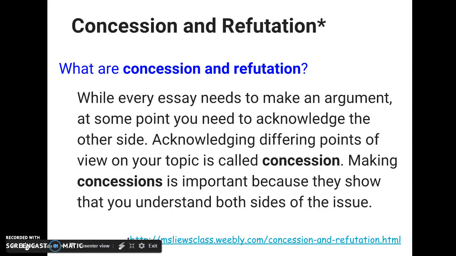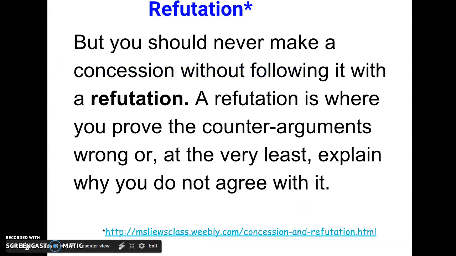Acknowledging differing points of view on your topic is called concession. Making concessions is important because they show that you understand both sides of the issue. Refutation is a little different. You should never make a concession without following it with your refutation. A refutation is where you prove the counter arguments wrong, or at the very least, explain why you do not agree with it. So you have 2 choices. You can prove why it's wrong, or you need to prove why you do not agree with it.